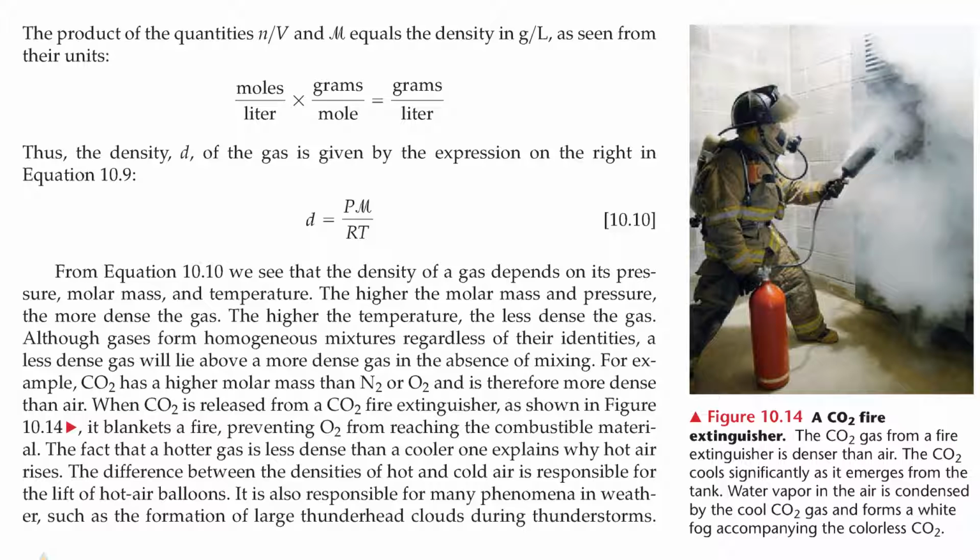Figure 10.14, Carbon dioxide fire extinguisher. The carbon dioxide gas from a fire extinguisher is denser than air. The carbon dioxide cools significantly as it emerges from the tank. Water vapor in the air is condensed by the cool carbon dioxide gas and forms a white fog accompanying the colorless carbon dioxide.